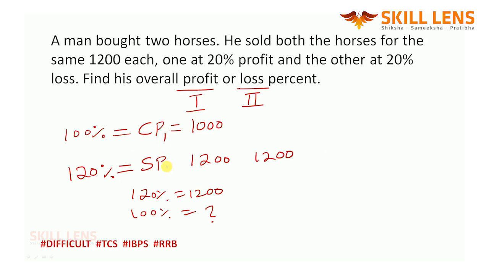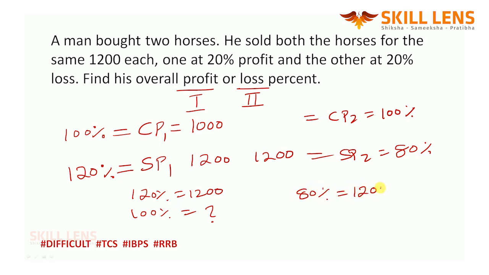Let's name them CP1, SP1, and CP2. CP2 is nothing but 100%. How about SP2? Look at the question. Another at 20% loss. When it is 20% loss, can I say it's going to be 80%? Yes. So 80% equals 1200. Then 100% equals how much? The 0 is going to be cancelled. 8 ones are 8, 15 8s are 120. 1% is 15. Then 100% is 1500.